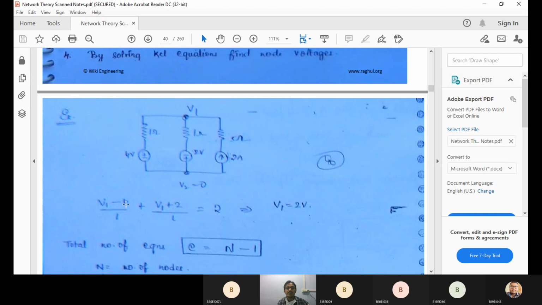That we can write as V1 minus 4 by 1 plus V1 plus 2 by 1, minus 2 is equal to 0. That I will bring on the other side, that is equal to plus 2. So if you solve this equation, then 2V1 minus 2 is equal to 2. Then 2V1 is equal to 4. Then V1 is equal to 2 volts. You can solve the simple equation. Once again, I am repeating: V1 minus 4 by 1 plus V1 minus of minus 2 by 1 minus 2 is equal to 0. That is the simple nodal analysis.